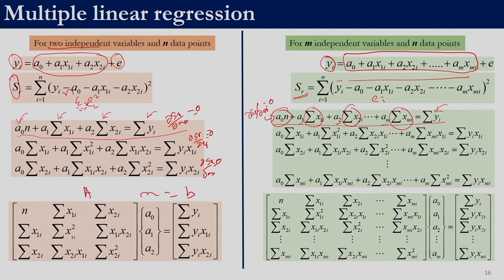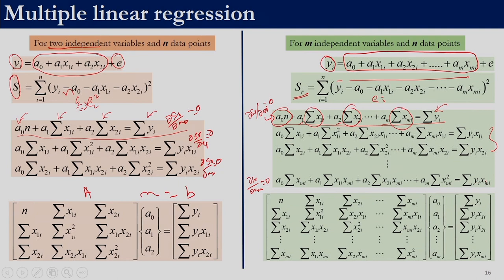So similarly, you can do dou SR by dou A1 equal to 0, dou SR by dou A2 equal to 0, and you will be able to get these two expressions, and you can do this all the way up to dou SR by dou AM equal to 0. Right. So in this case, you will get a naught summation of xmi plus a1 summation of x1i xmi plus a2 summation of x2i xmi plus the other terms plus am summation of xmi the whole square is equal to summation of yi xmi. Right.